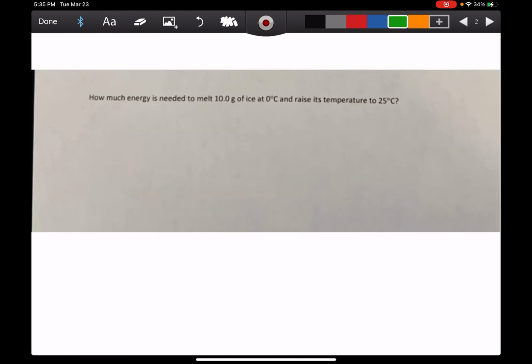So let's go over here. We're going to write out the formula for this. So we're going to do Q. This is for part 2 on the graph. That's the flat line. We're not using MCAT. We're going to take the mass of the substance and multiply it by the delta H fusion.